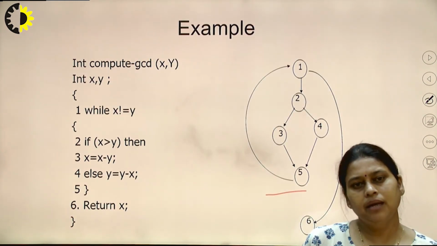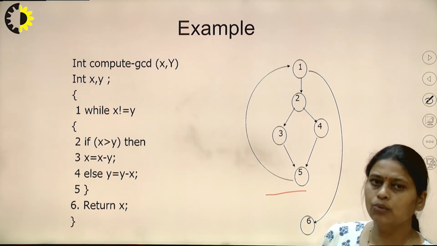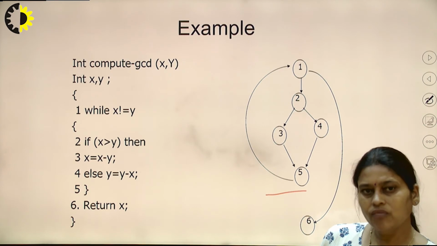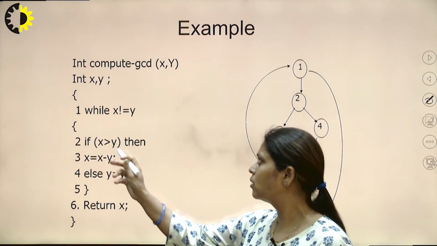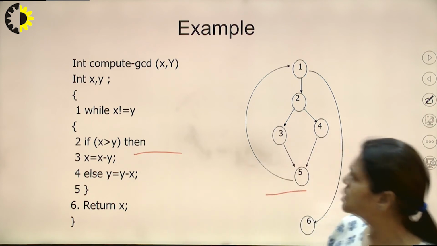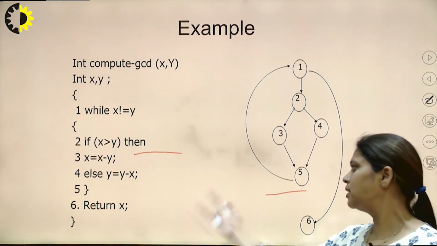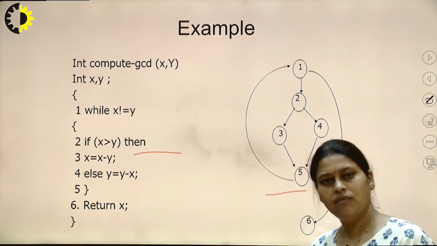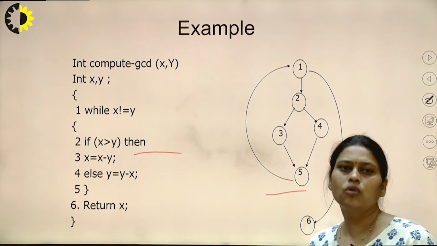So we take the same example of the control flow graph for calculating the complexity of this program. This is the same program to find the GCD of the given numbers. First we have to convert this program into a CFG, control flow graph.